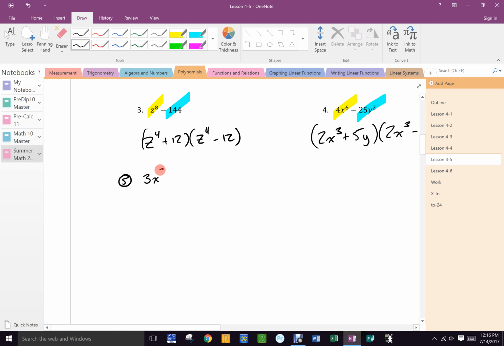3x cubed minus 27x squared. It's not impossible, Fawaz. Why would I give you something that was impossible? Am I some kind of meanie?